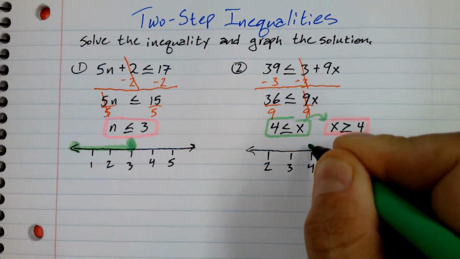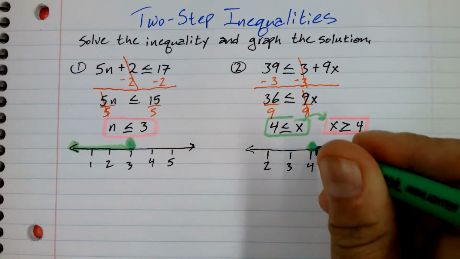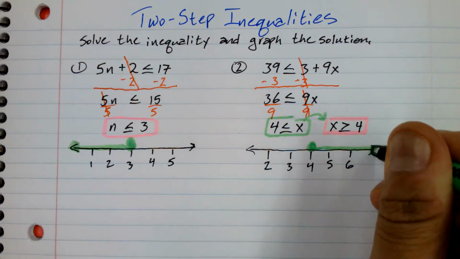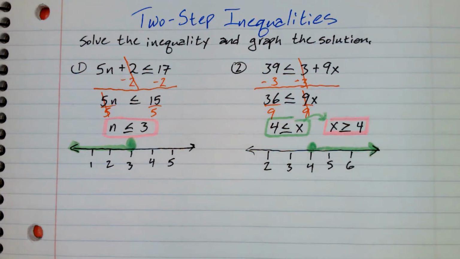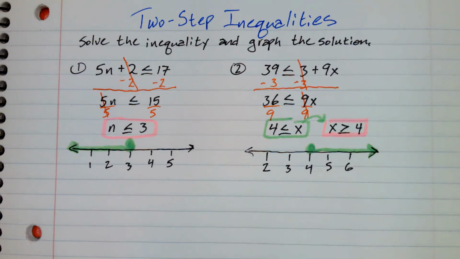Now I know that the answer is 4 and all real numbers greater than 4. Everything that way. Both of these tell me to graph the same way. This one's a little more descriptive. Okay? Any questions?